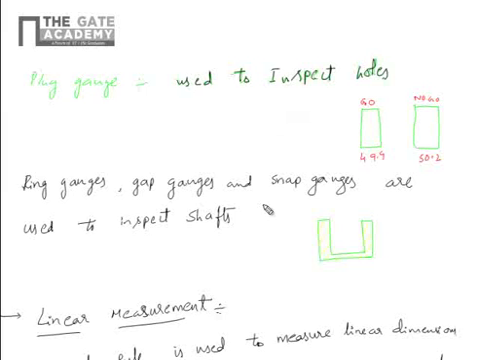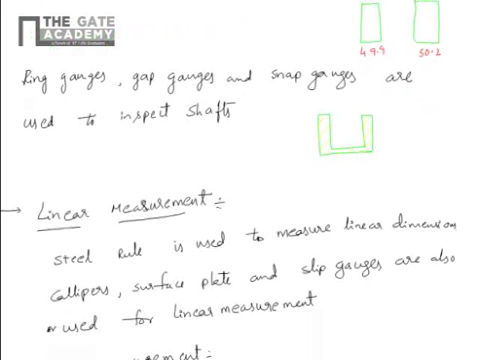Similarly, ring gauges, gap gauges and snap gauges are used to inspect shafts. If you look at this diagram, it is a snap gauge, where you can insert the shaft and check whether the go gauge goes or the no go gauge does not go. So here also go gauge and no go gauge values will be there. Ring gauges, gap gauges and snap gauges look similar, but there are slight design changes to get more accuracy. Snap gauges are more accurate compared to gap gauges and ring gauges.